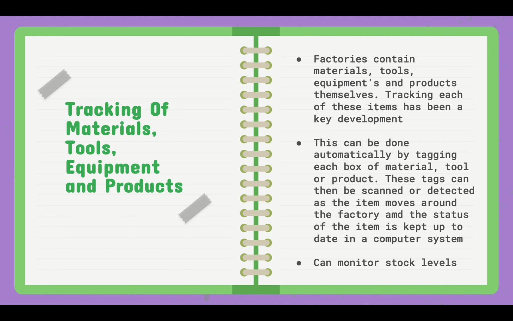Tracking the location of items has many uses. This includes monitoring the stock levels of raw materials and components, the movement of products around the factory as they are being made, and the number of finished products in stock. So tags can be used or detected by wireless signals, which can help reduce lead time and manufacturing time.